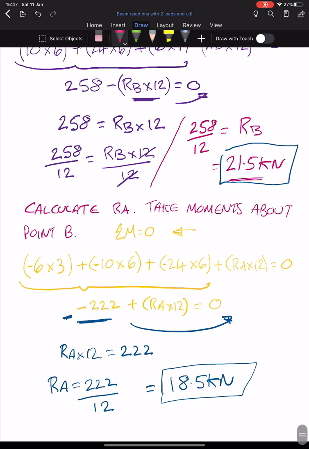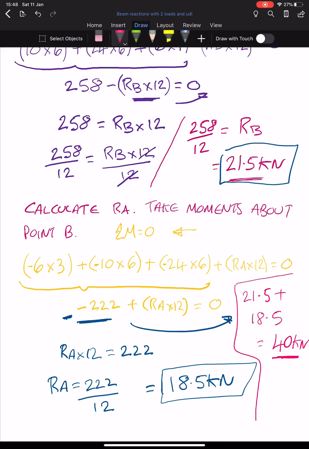Now we know that RA is 18.5 and RB is 21.5. So if you add them together, 21.5 plus 18.5 gives you 40 kilonewtons. So we know we're correct because we know we've got 40 coming down. There's 40 coming down and there's 40 coming up. So the beam is in balance.